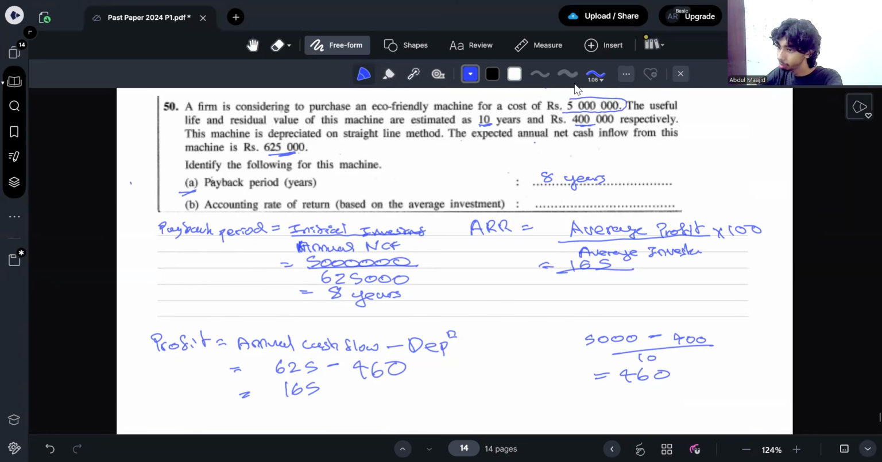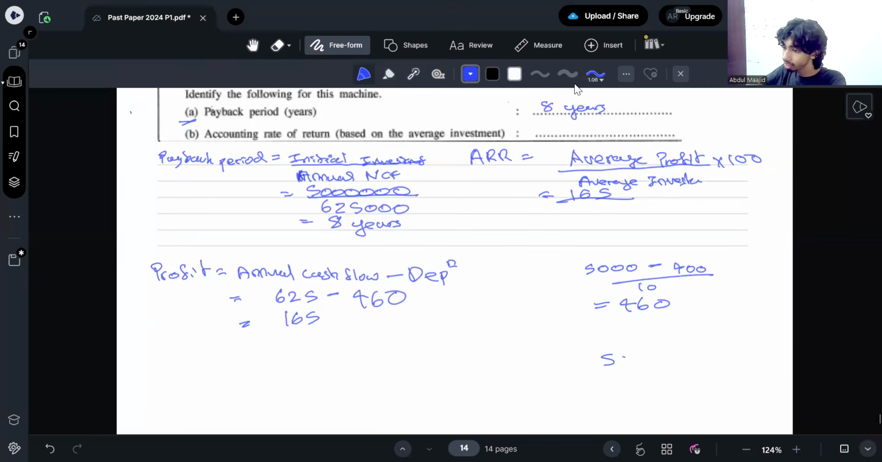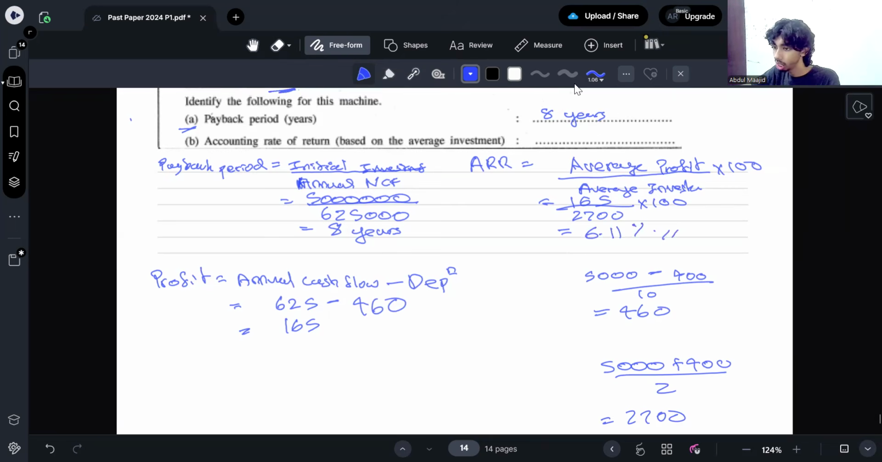Initial investment is 5 million. Then at the end of the useful life, the residual value will be 400,000. Average investment will be initial investment plus residual value divided by 2. So that is 5,000 plus 400, 2,700, 2,700,000. ARR will be 165 divided by 2,700 into 100. That is 6.11%. That's your answer.